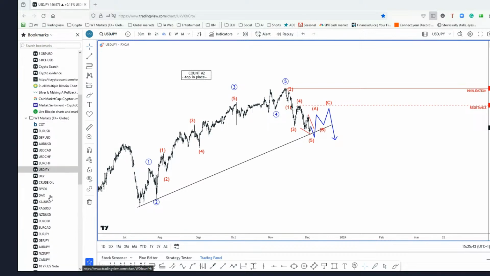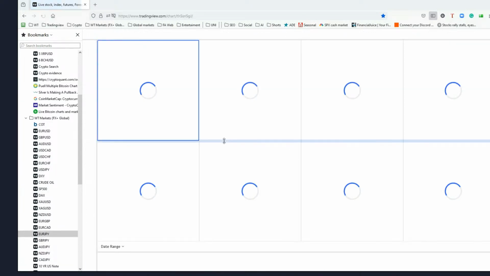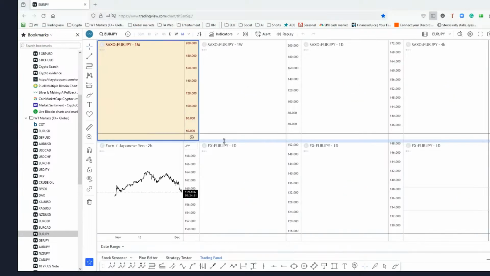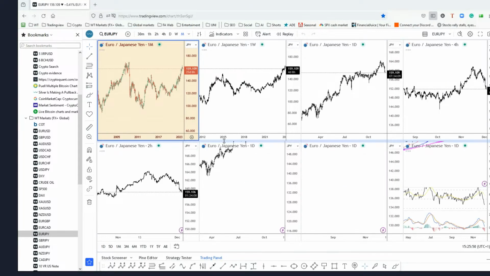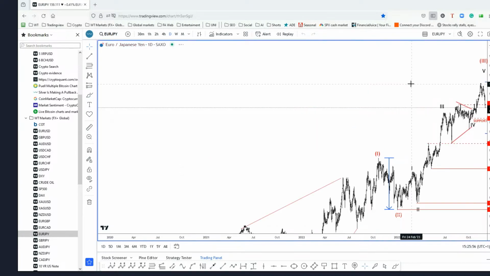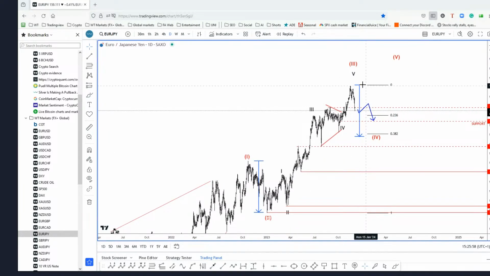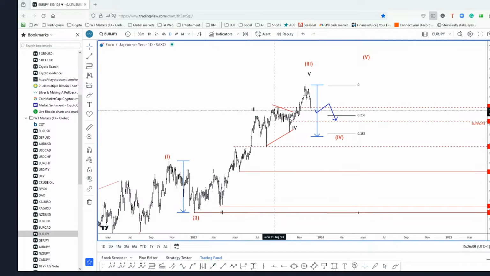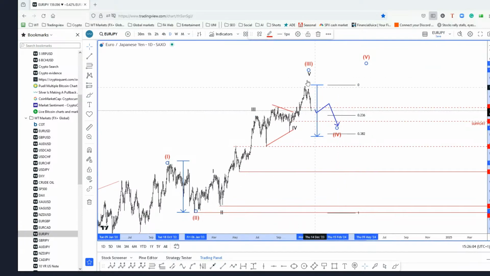Even if you look at the euro yen, in good times when the stocks are trading to the upside, you would see that euro yen would be in uptrend. But notice what is happening on the euro yen. It's coming quite aggressively to the downside. So I think that we have some top in place here, and that we could actually be in a higher degree correction here on euro yen.